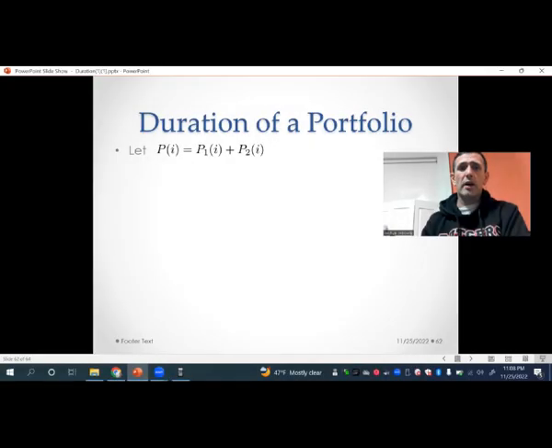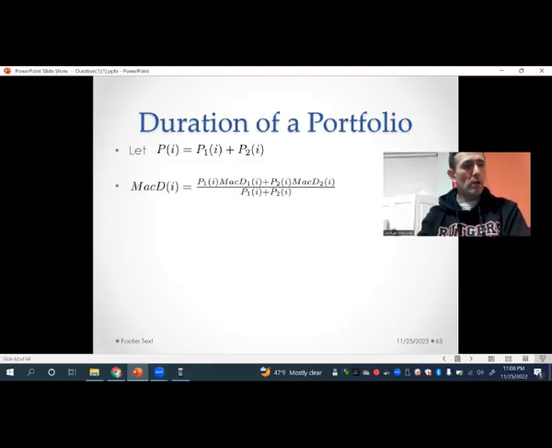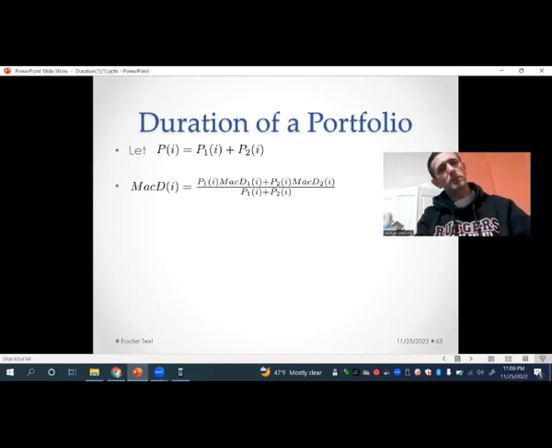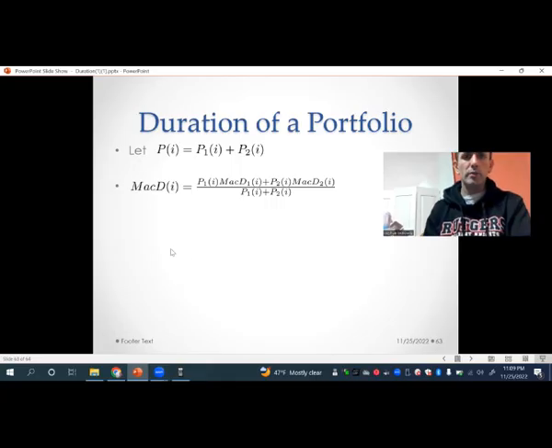Let's say I have two annuities that I want to buy. Let's say P is the price of these two annuities, P1 is the price of the first annuity, P2 is the price of the second annuity, all at some interest rate I. I claim, and I'll show this very quickly because it's very easy to do, it's not magical or anything, that the Macaulay duration corresponding to this interest rate I is given by the following formula.